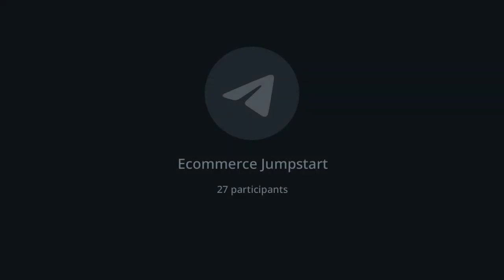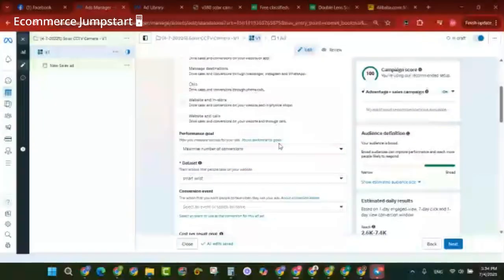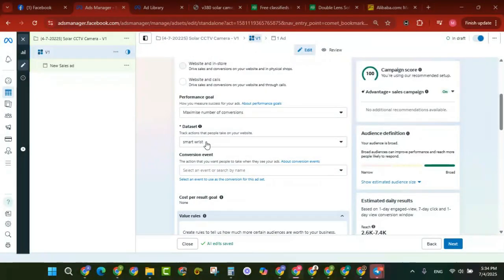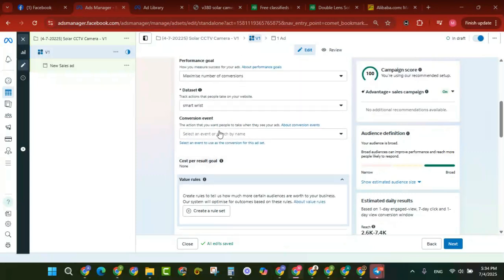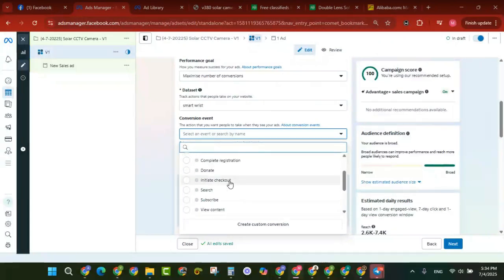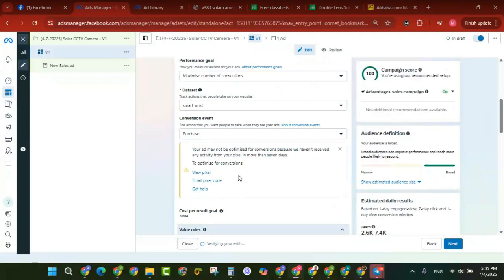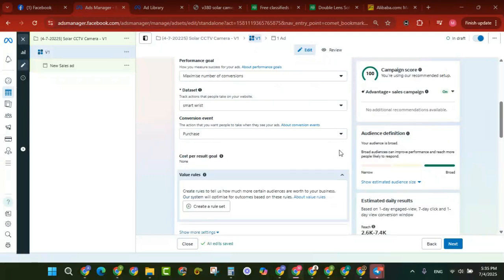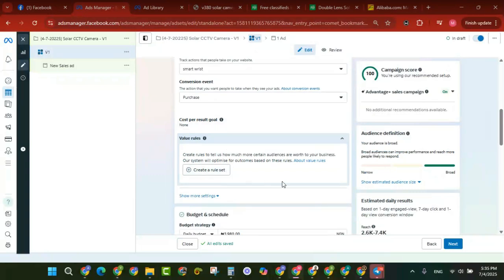So under performance goal, keep this one, maximum number of conversions. And under data set, you should choose your pixel here. Pixel or data set, the same thing. Conversion event here is going to be purchase. You can say purchase. That should be your conversion event. This one, just close it. Okay, this cost per result goal, leave it. Do you understand? There are some times you can use it, but right now, just leave it. Most e-commerce ads, we don't usually put it there.